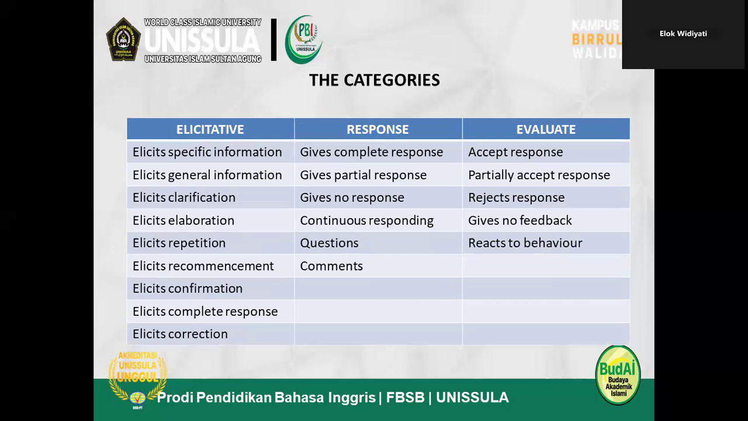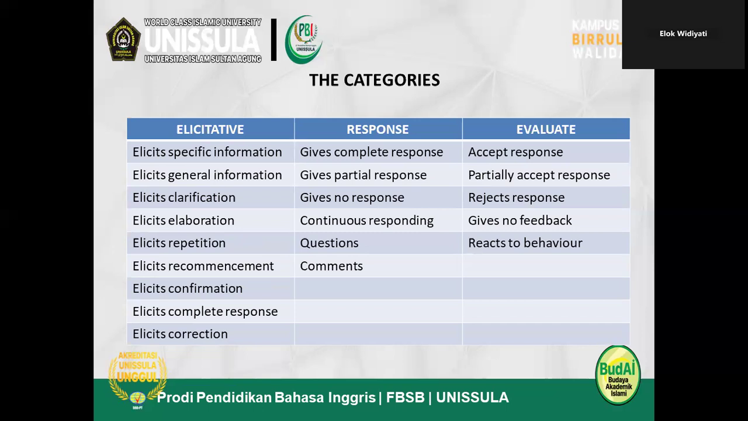Now we move to the categories. The categories in the interaction analysis: the first is elicitative, the second is response, and the last is evaluate. Here, the elicitative has specific information, and also general ones, clarification, elaboration, repetition, recommencement, confirmation, complete response, and correction. How about the response? It deals with giving a complete response, a partial one, or maybe no response at all, in continuous responding, questions, and also comments.